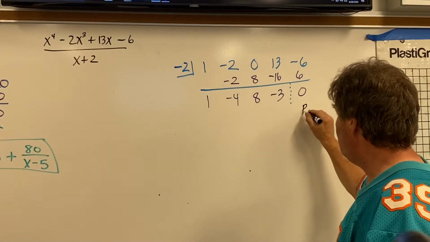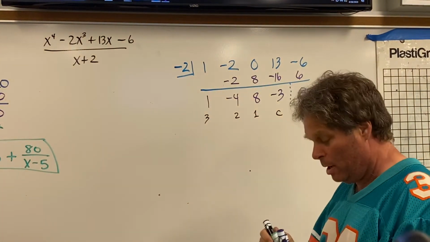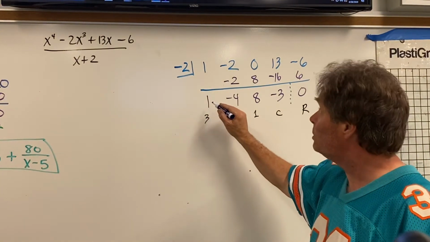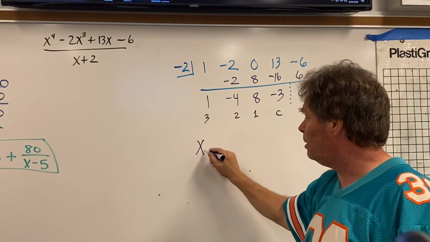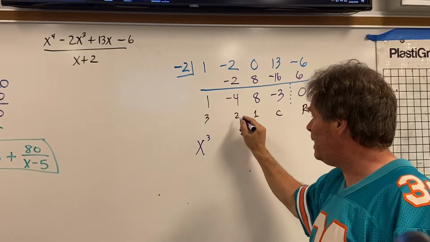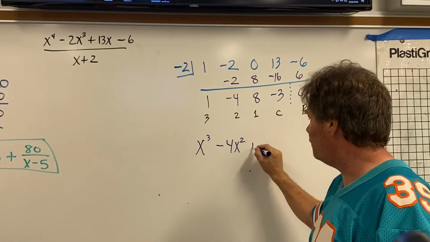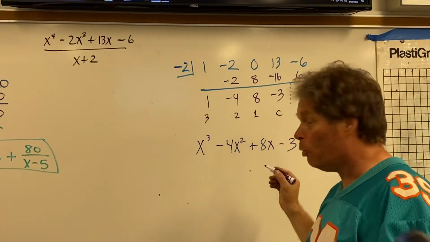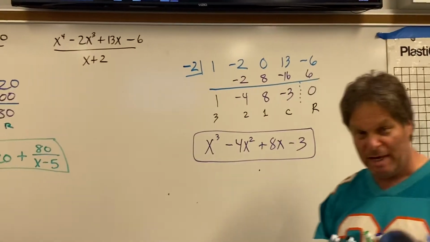So we've got remainder, constant, first power, second power, third power. So the great and mighty answer is 1x, wait, is it x? Yes, x. 1x to the third power minus 4x to the second power plus 8x to the first power minus 3. There's no remainder, so that is the answer.